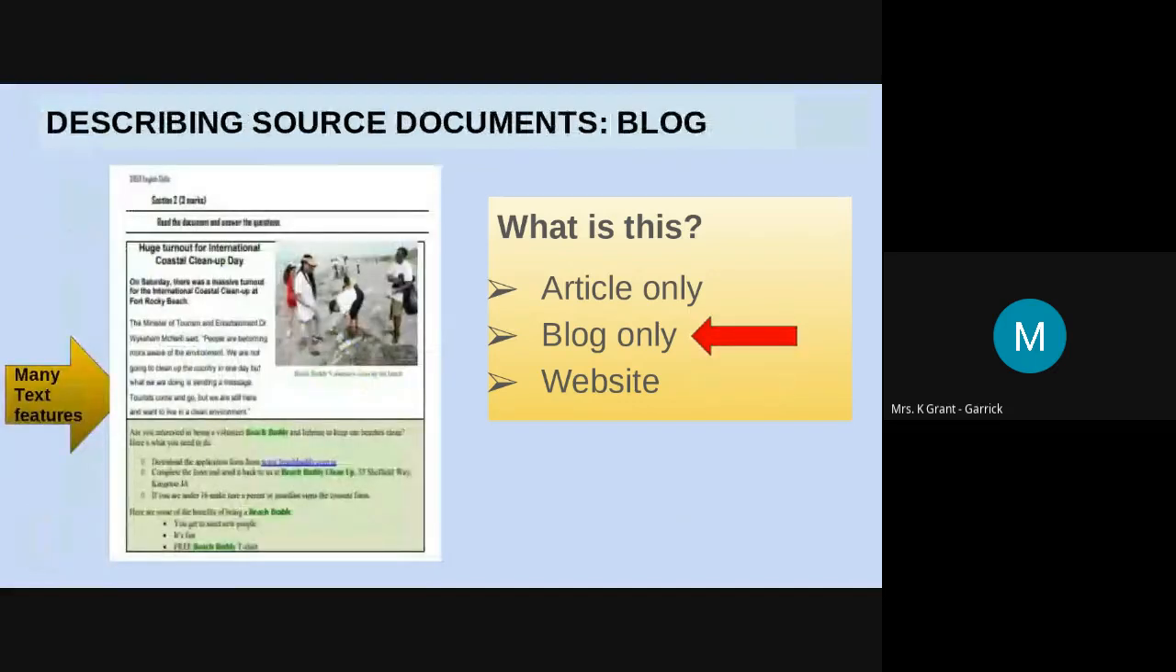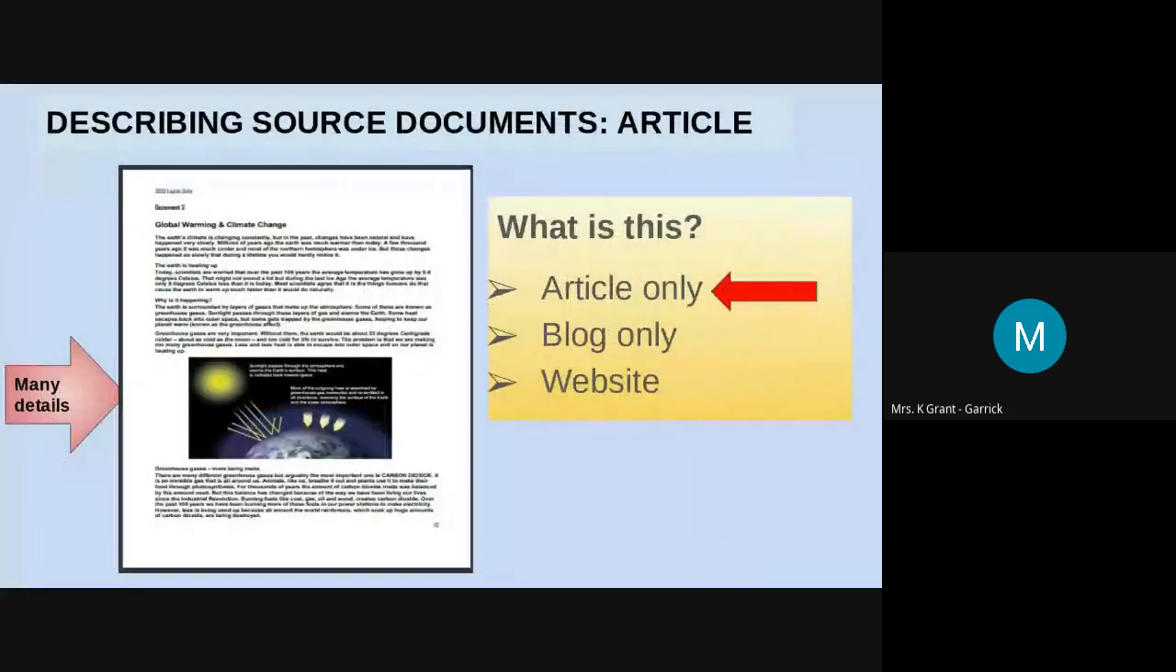How do we know that we are looking at a blog? Well, the blog pretty much has many text features, so we're going to be thinking about the heading and a lot of writing. And notice here you see a picture and some information presented in a very organized way. So that's what we're talking about when we're talking about a blog.